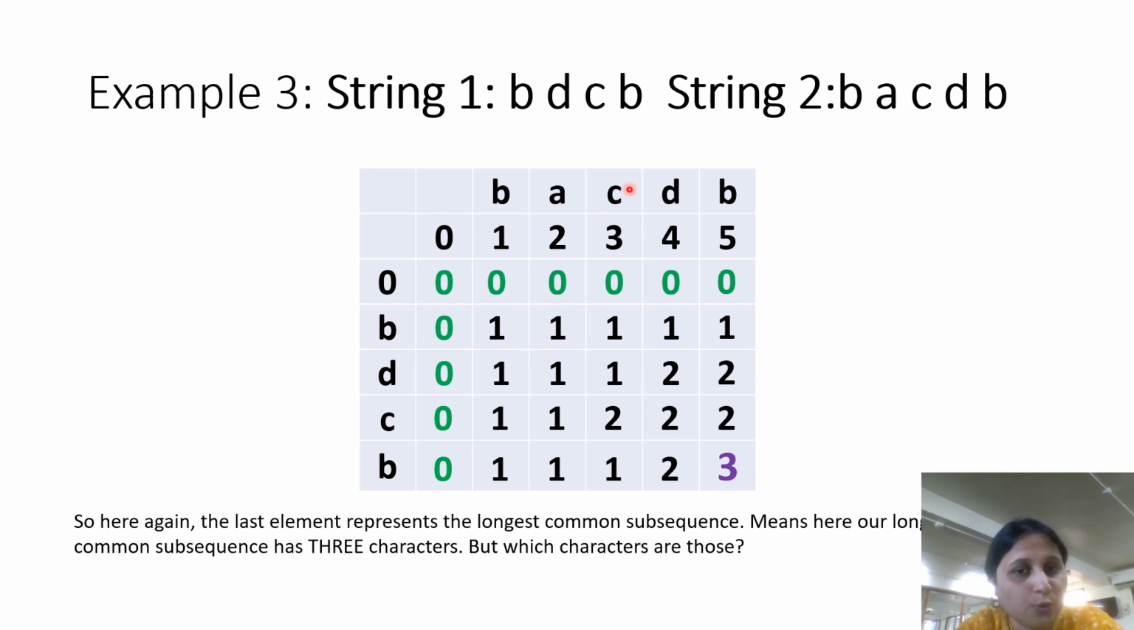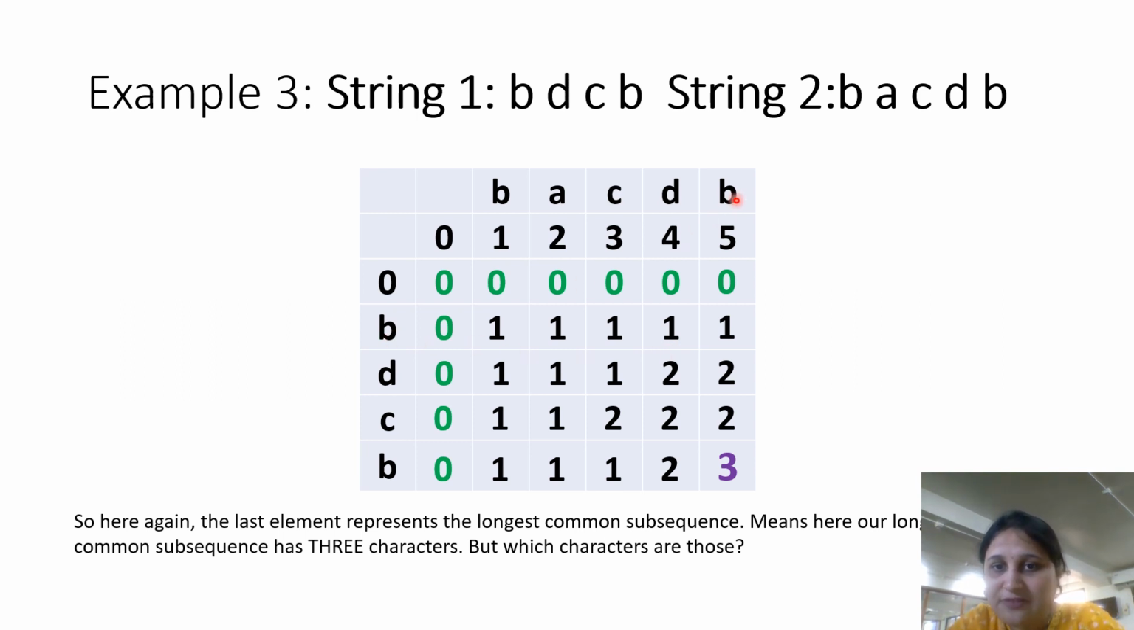Now is B matching with C? No. So what will we do? Previous row and previous column. The previous column contains 1, the previous row contains 0. Out of these two, 1 is bigger than 0. So we will add 1 here. Now let's match B with D. Is it matching? No. So we write the previous column or previous row, whichever is maximum. I find that the previous column contains a bigger element than 0, so I have simply written it over here.